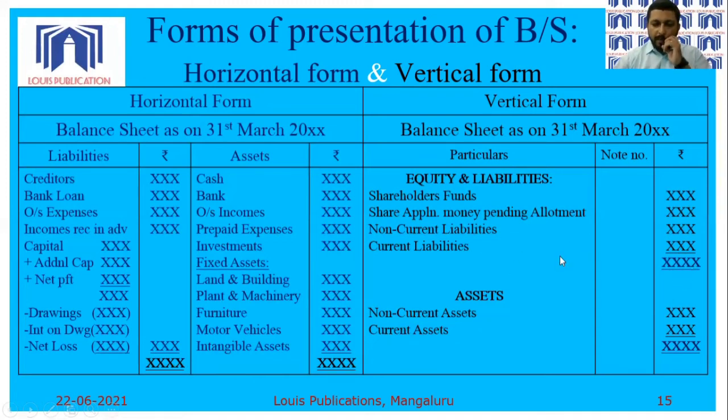Now you may be wondering whether horizontal form is an outdated version and vertical is the newest version. Absolutely not. Remember, businesses which are sole proprietorships or partnerships, such small businesses will prepare their balance sheet under horizontal form. Whereas if it's a company, this is exactly the company form. In company, we have companies, then we have insurance companies, we have banking companies.